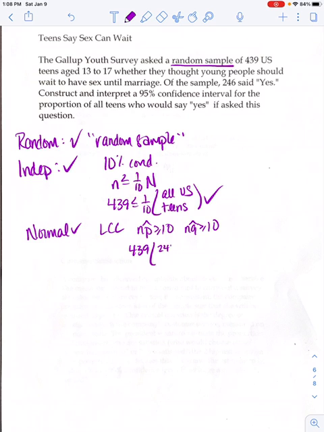So 439, 246 said yes. So that's 246 greater than or equal to 10. And then 439. Let's see, the q hat count would be 193.